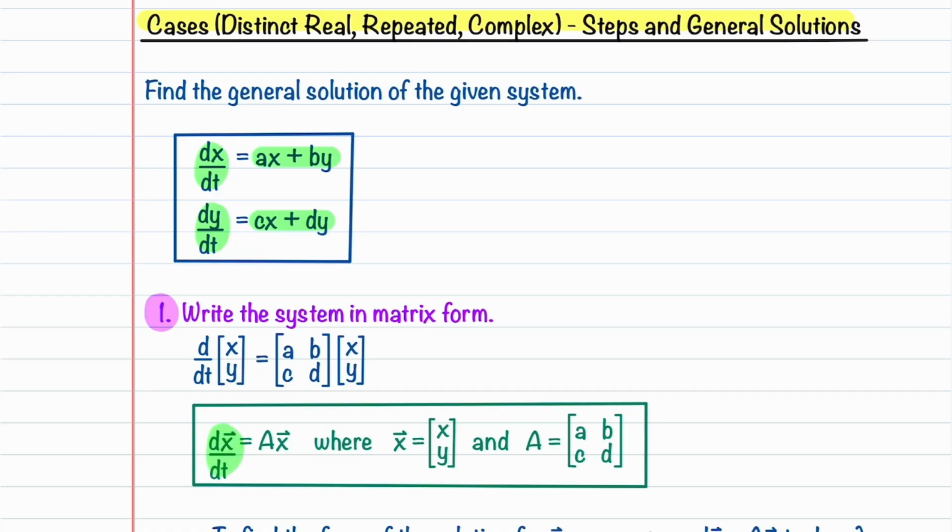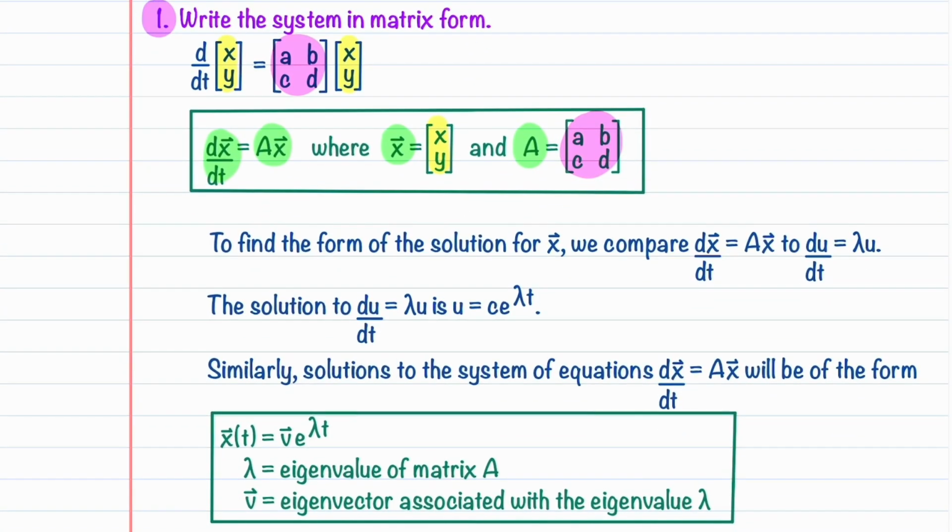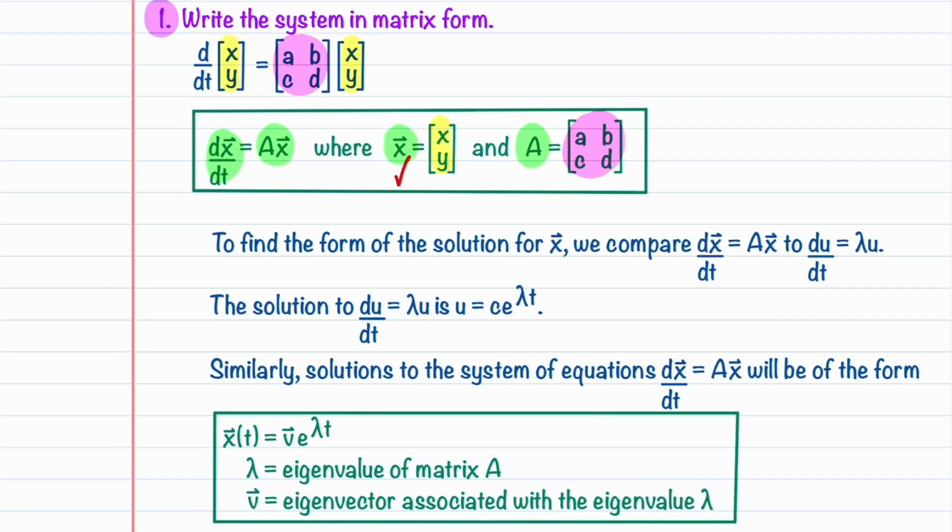We're going to write it like this. The derivative of vector x with respect to time is equal to matrix A times vector x, where vector x is equal to (x, y), right up here, and matrix A, which is [a, b; c, d], is right up there. Vector x right here is the solution to our system of differential equations.